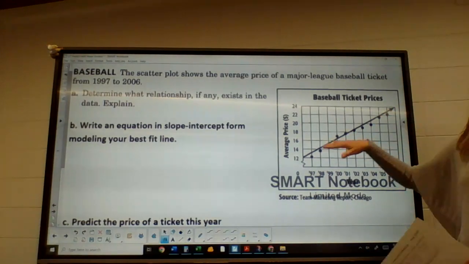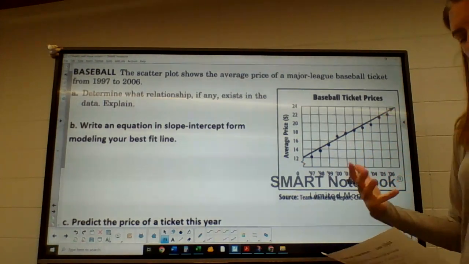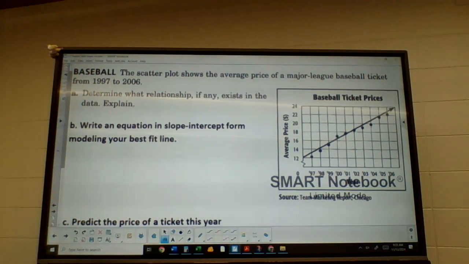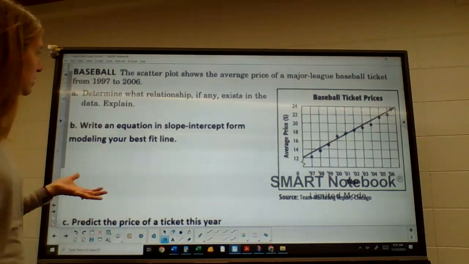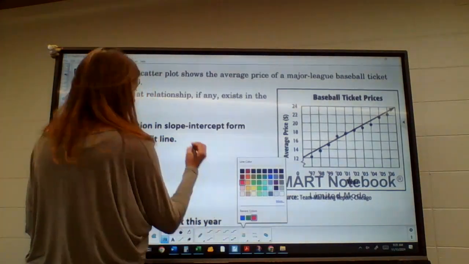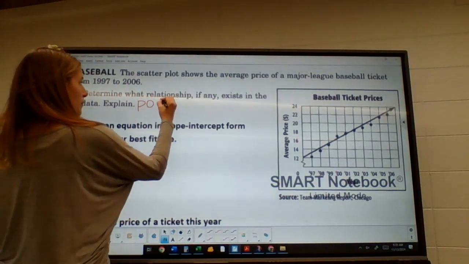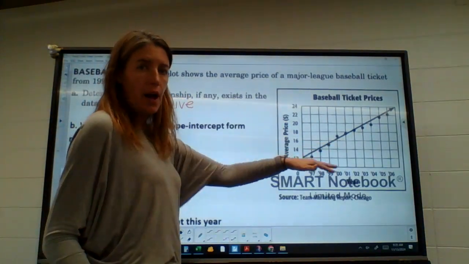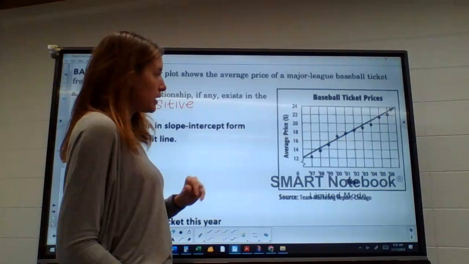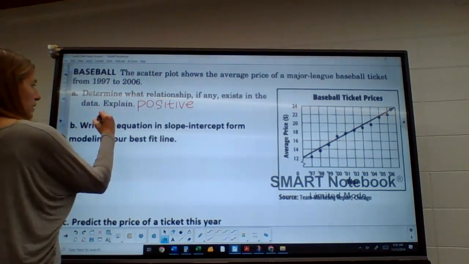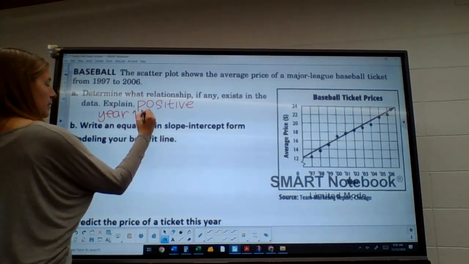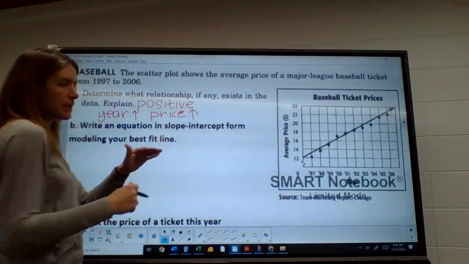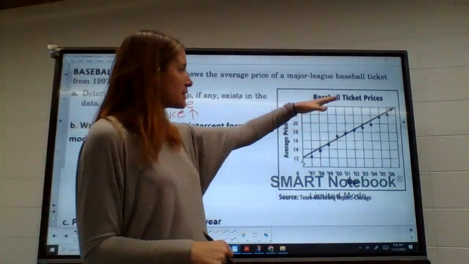So we have a line of best fit they drew for us. First of all, it says determine the relationship, if any. What they mean by relationship is correlation. So it's a positive correlation. As the years go up, so does the price. So a year goes up, the price goes up. Everything keeps getting more and more expensive. So it's a positive uphill slope.